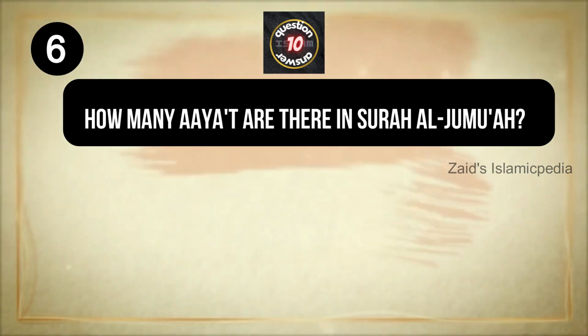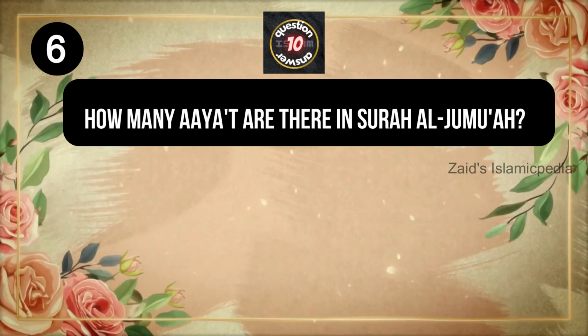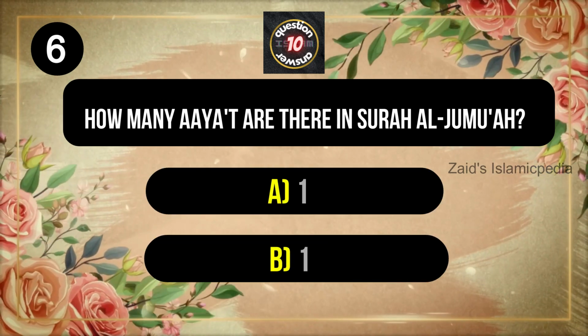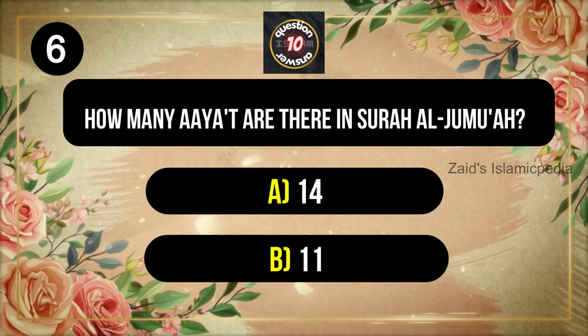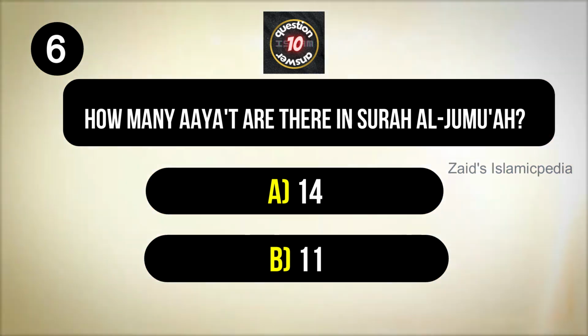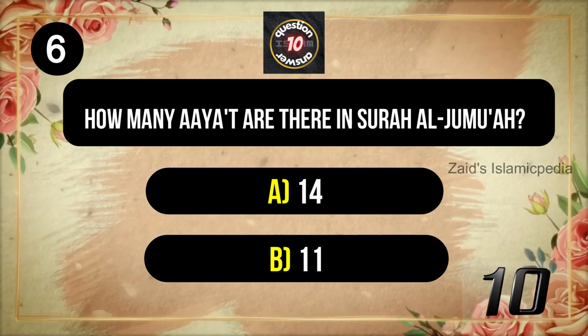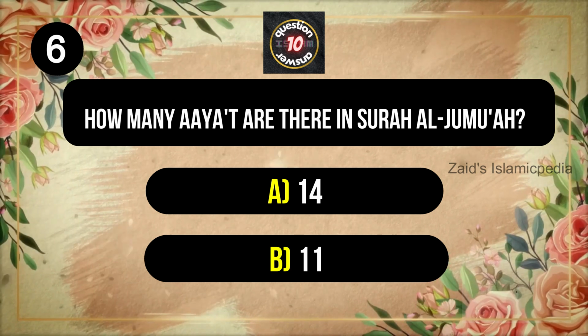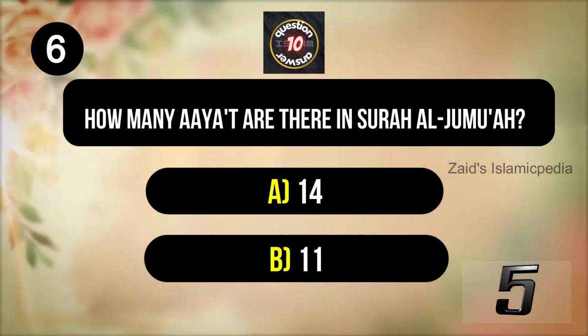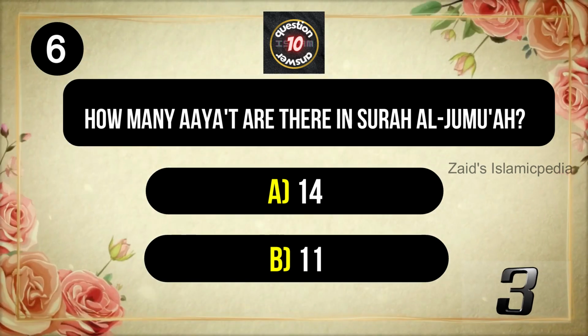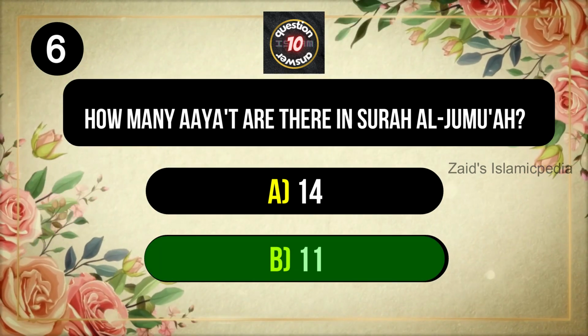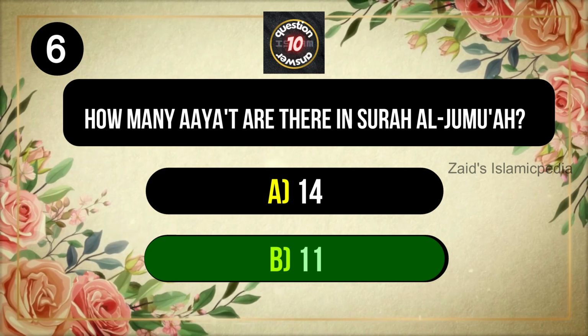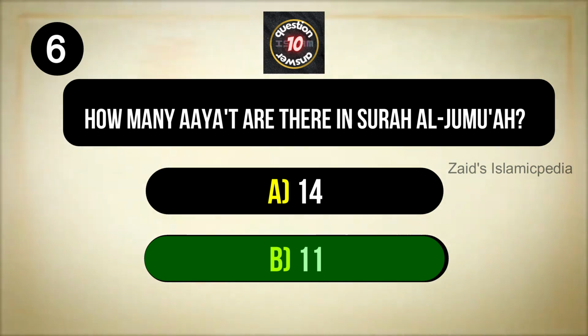How many ayats are there in Surah Al-Jumu'ah? Your options are option A, 14, or option B, 11. The right answer is option B, 11.